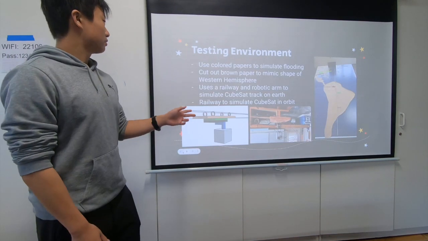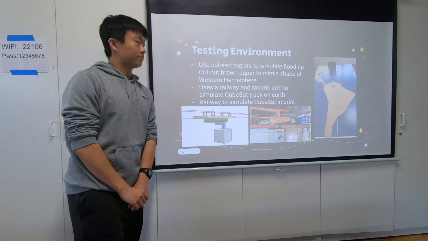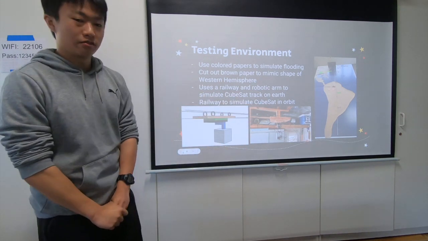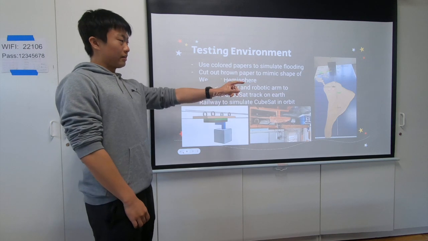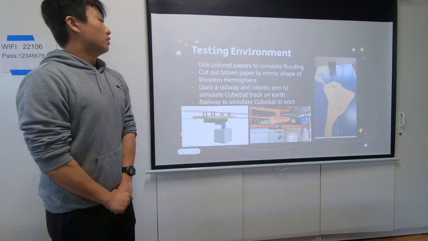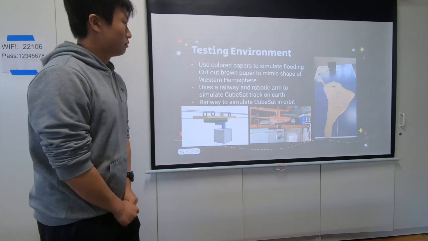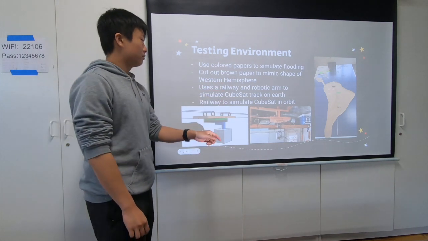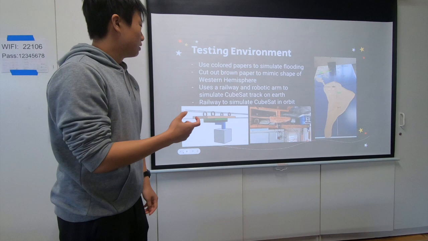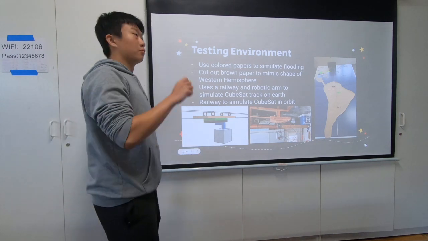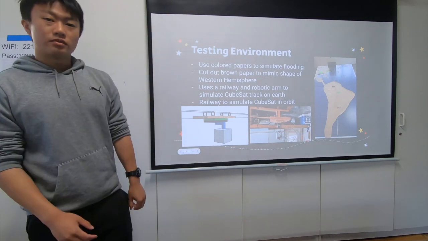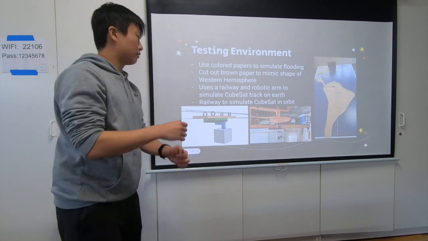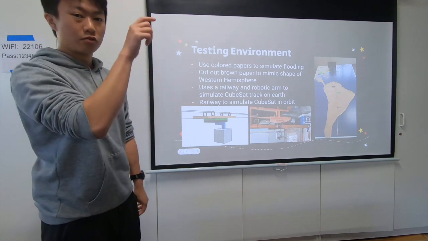So this is our testing environment. For our testing environment, we created a map that simulates the Western Hemisphere, which has North America and South America. To simulate flooding, we used colored papers, and then using a railway and a robotic arm, we simulate the CubeSat track on Earth, and the railway is to simulate the CubeSat in orbit.